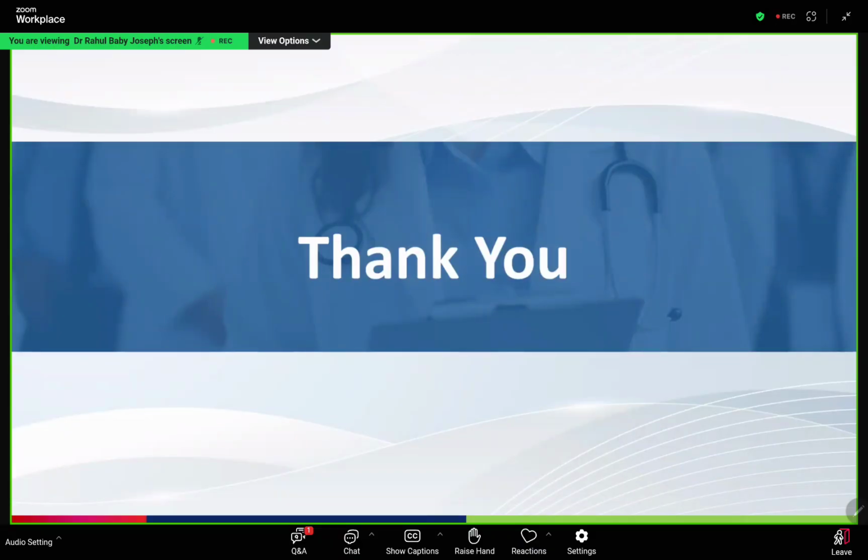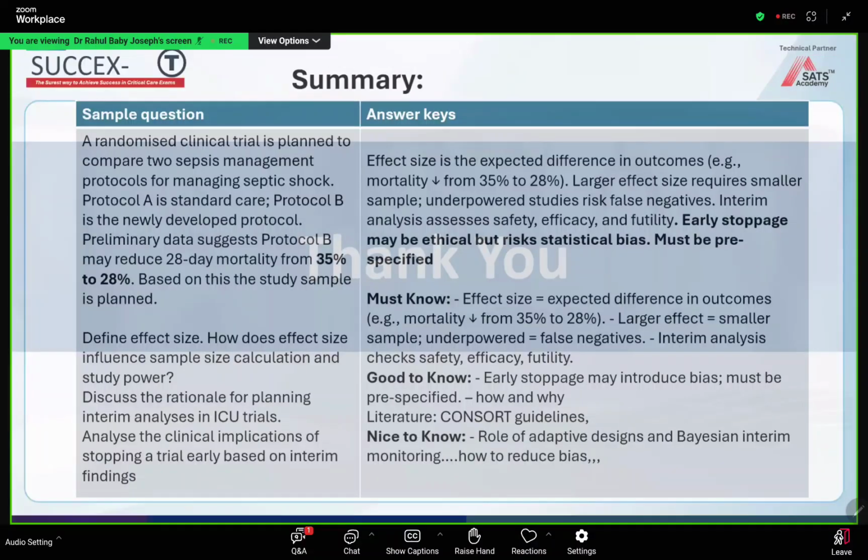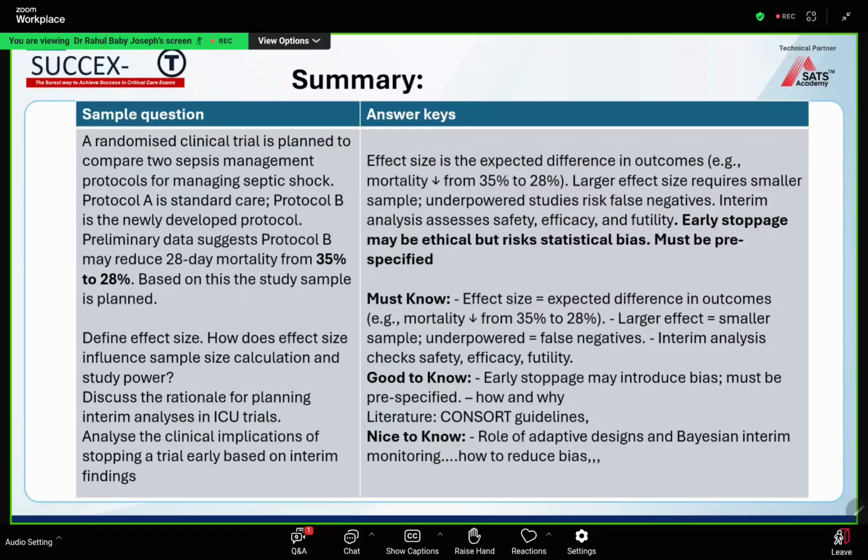Thank you, Dr. Rahul, for your presentation. And any queries we can address here. Because this is quite a tough topic, and everyone knows it's very difficult to remember many things because a lot of numbers are involved. But try to remember the key wordings that you mentioned, because that is quite important.